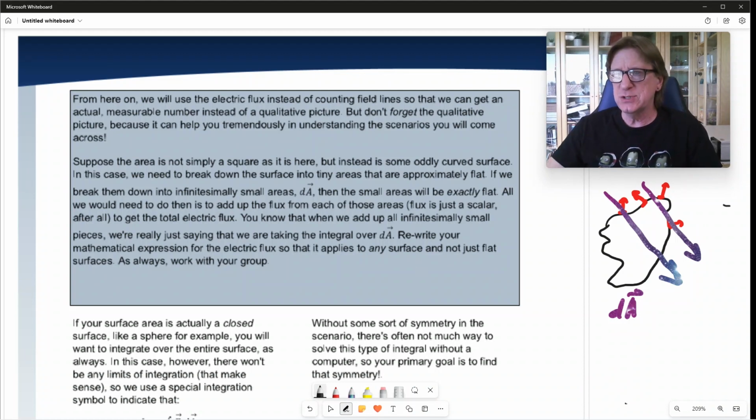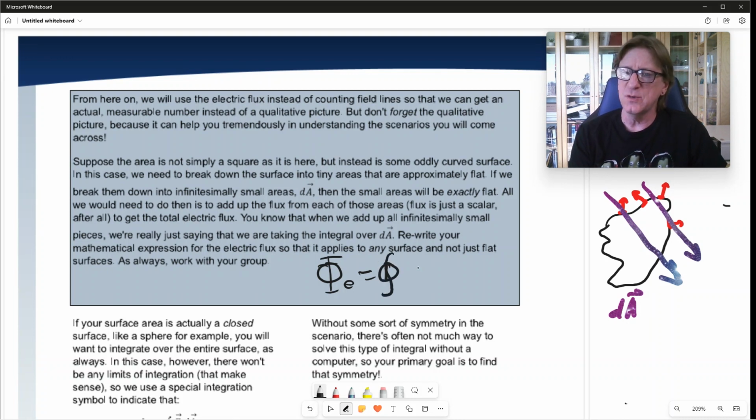So we use a special integration symbol to indicate that we're doing a surface integral, not just your standard integral. And if you haven't run into this in calculus before, you will eventually. But we would say that the electric flux, which again is a scalar, not a vector, is going to be the integral over a surface. That's what that symbol means, over a closed surface.